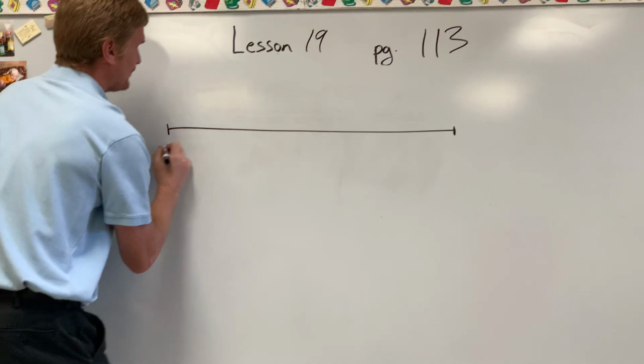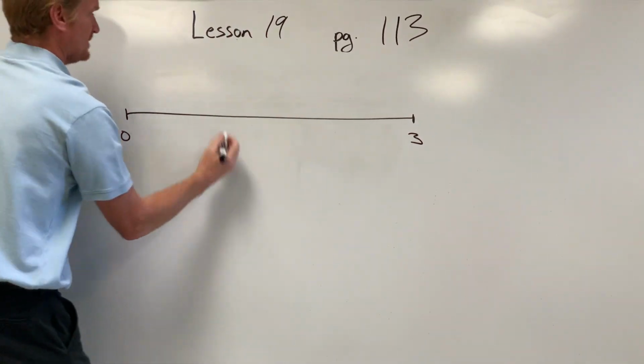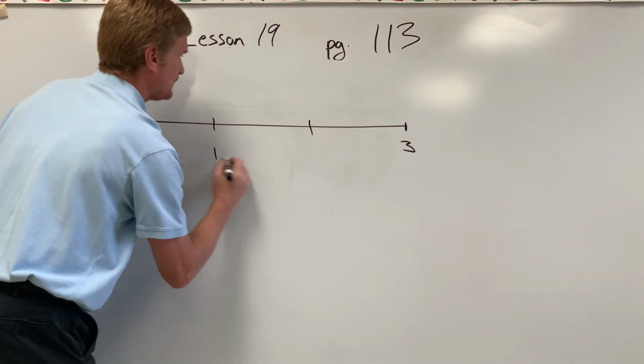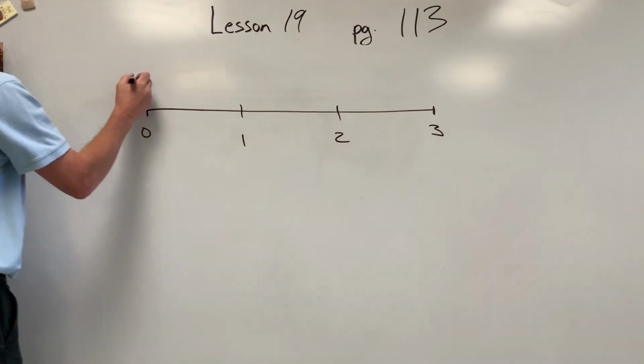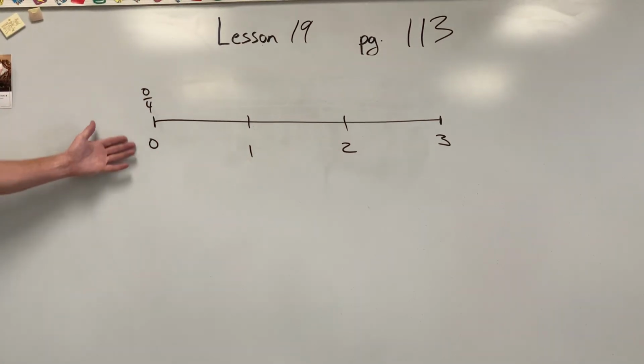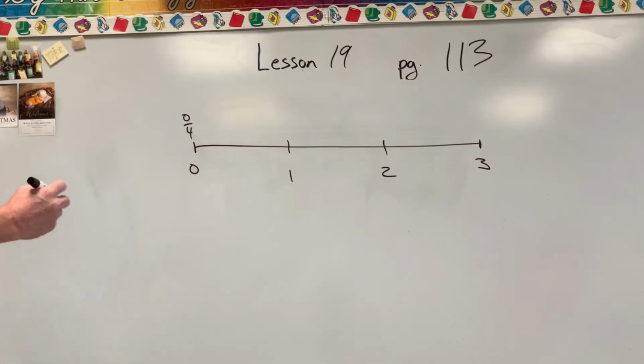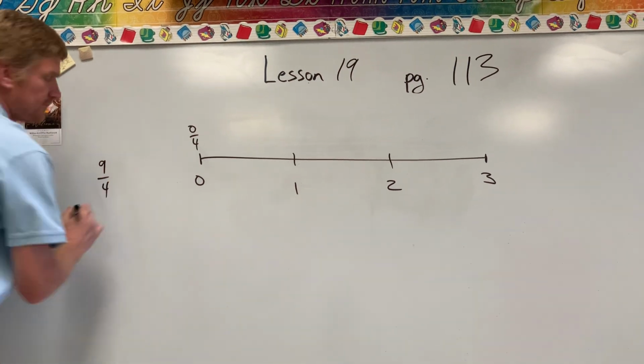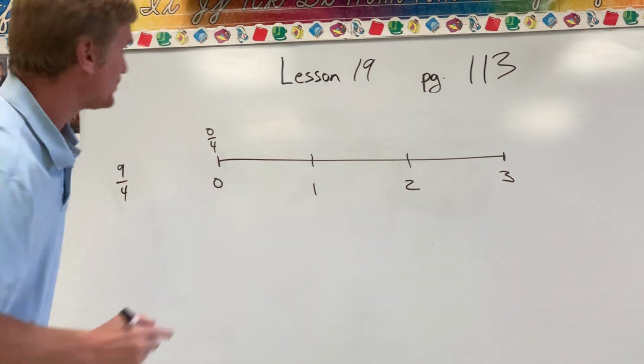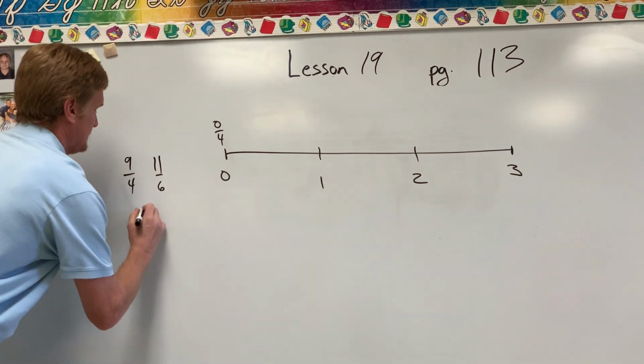This is what they have for you. Make sure to add 1 and 2. And then you're going to be breaking them into fourths. So that one would be 0 fourths. Break them into fourths, and then you need to find 9 fourths, 11 fourths, and 6 fourths.